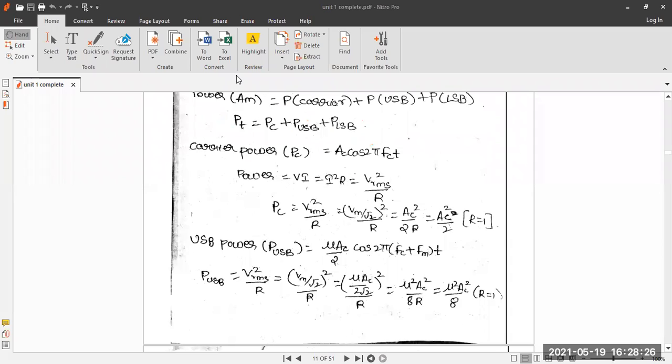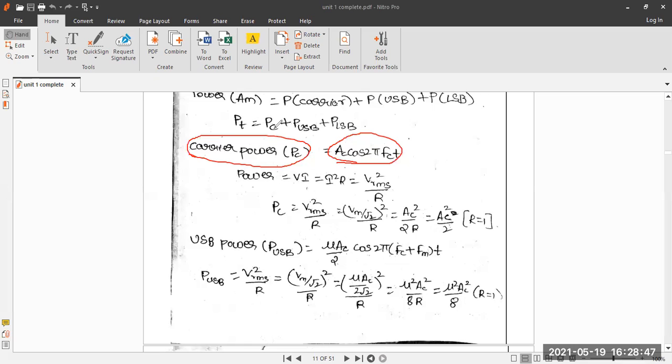Okay. Now we have to calculate first carrier power. So carrier power. While calculating the carrier power, we have to know about the equation of carrier. So what is the equation of carrier? AC cos 2 pi fc t. This is the equation of carrier.